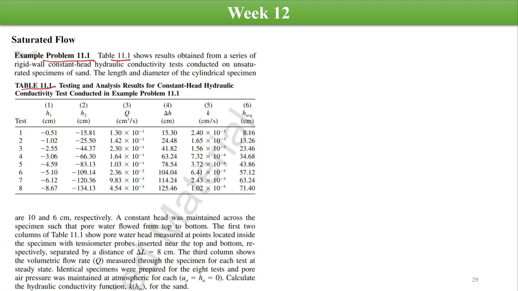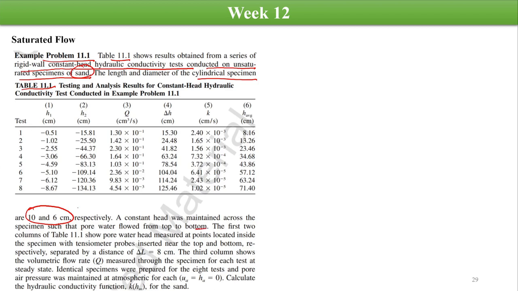It shows the results obtained from a series of steady-state constant head hydraulic conductivity tests. These are conducted on unsaturated soil specimens, those are of sand. The length and diameter of the cylindrical specimen are 10 and 6 centimeters respectively. Constant head was maintained across the specimen such that the pore water flowed from top to bottom.